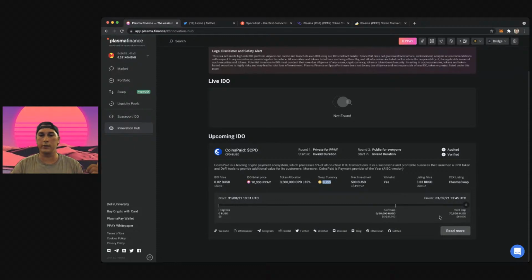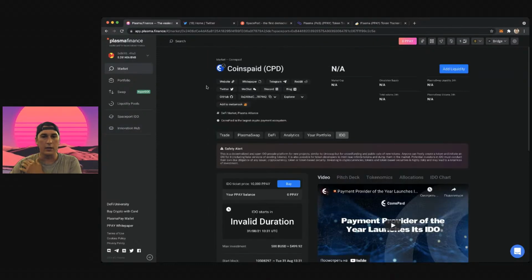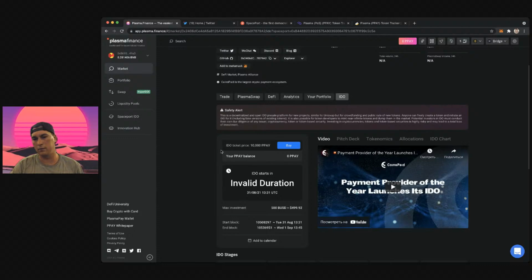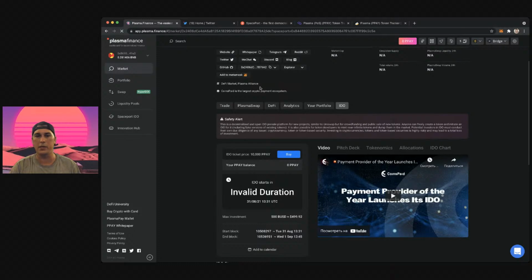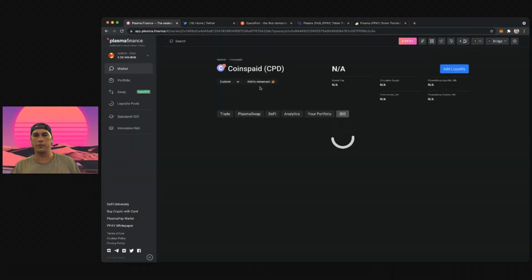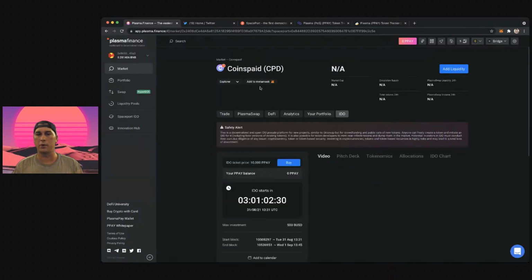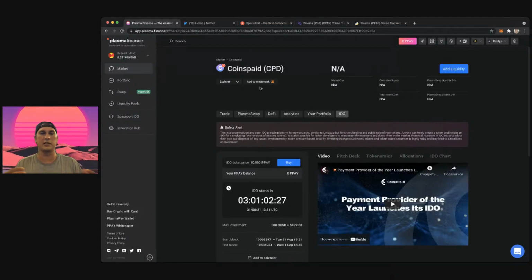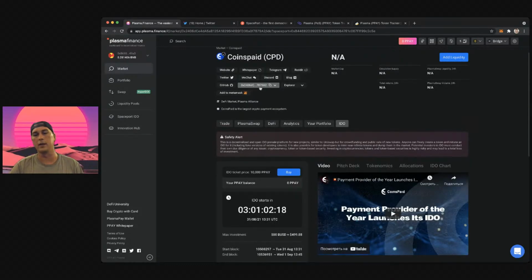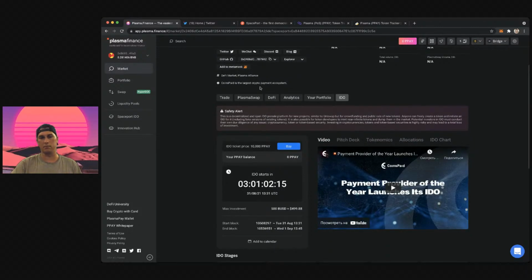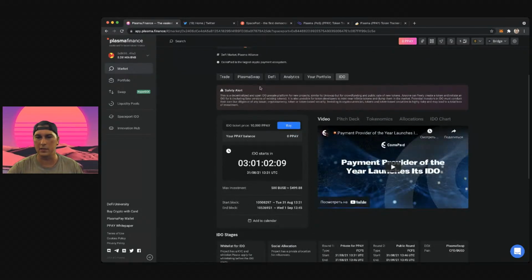So let's go further on the CoinsPaid IDO page and see what we have here. If you see some invalid duration or some data that is not accurate, just update the page, because as I said, all this data is read by this page directly from the chain. That's just a massive amount of data that needs to be uploaded to the front end, so it's a bit slow, and all this calculation also happens on the front end. So sometimes the data is not accurate. Just update the page if you see some problems.